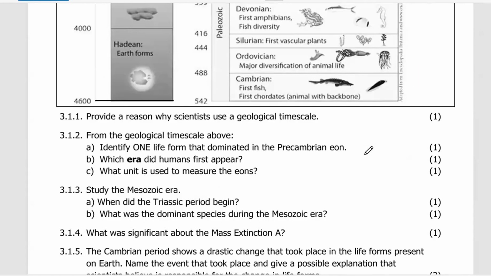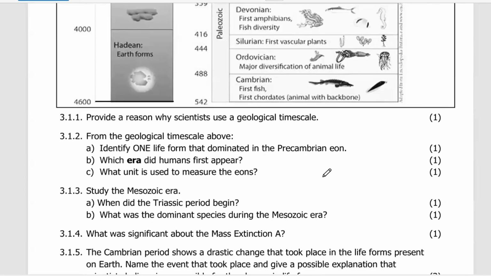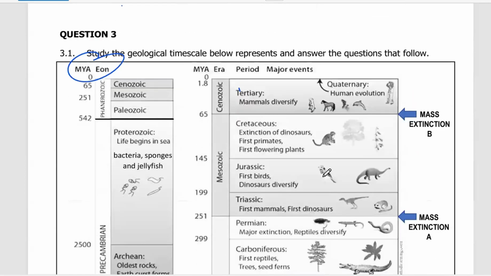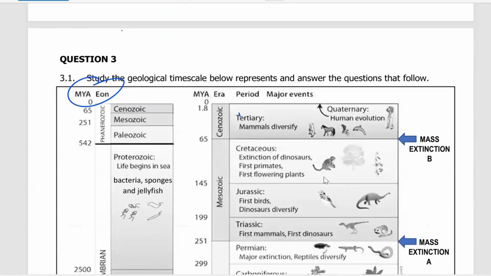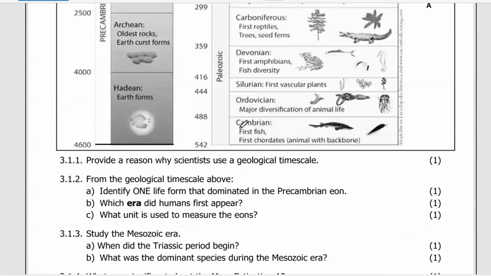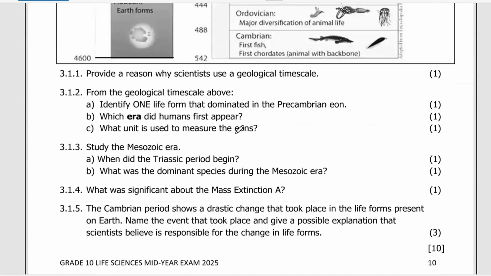Then we go to the next question. Which era did humans first appear? Which era do we find humans? In the Cenozoic era. So it shows humans appeared in the Cenozoic era. Then they are saying, what unit is used to measure the eon? We measure it in million years.